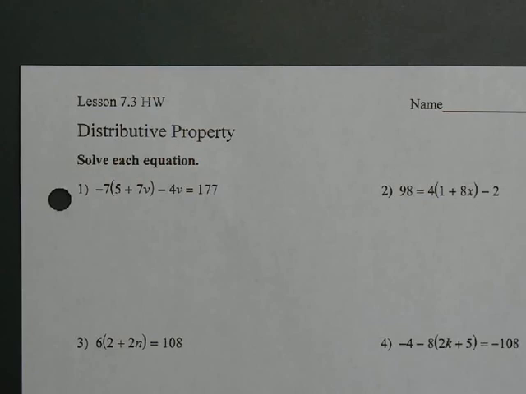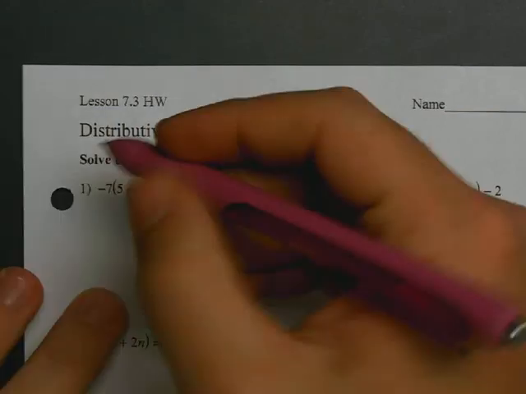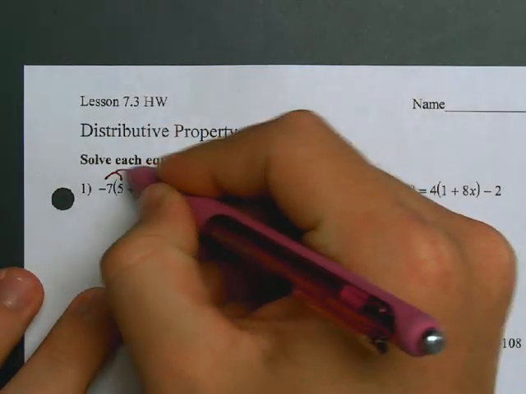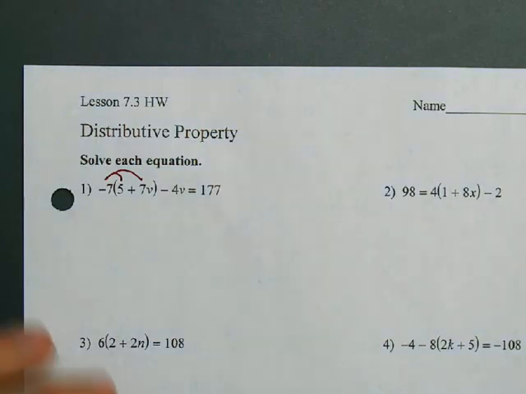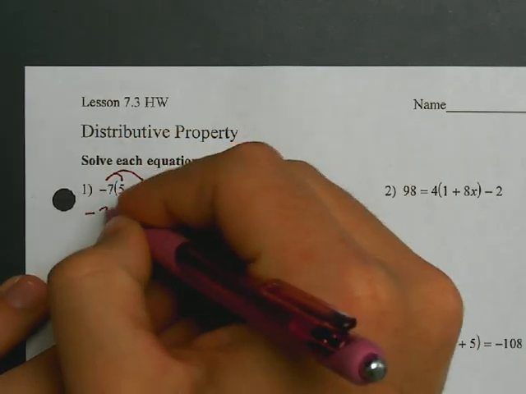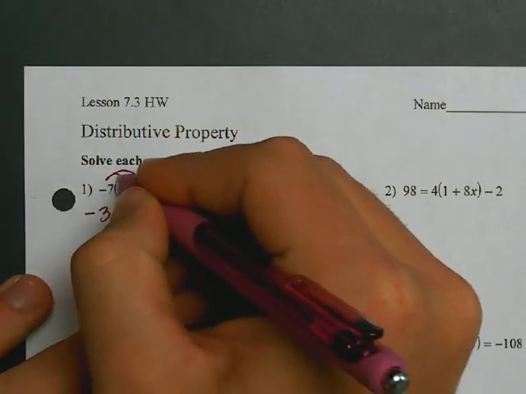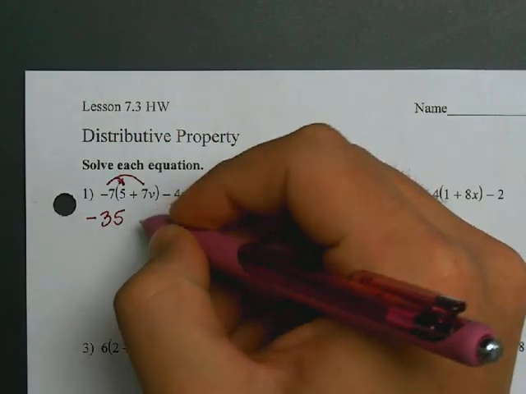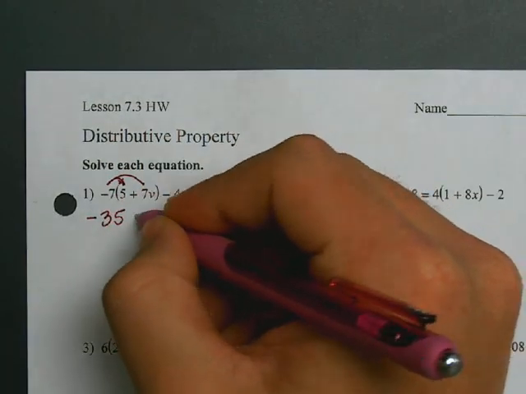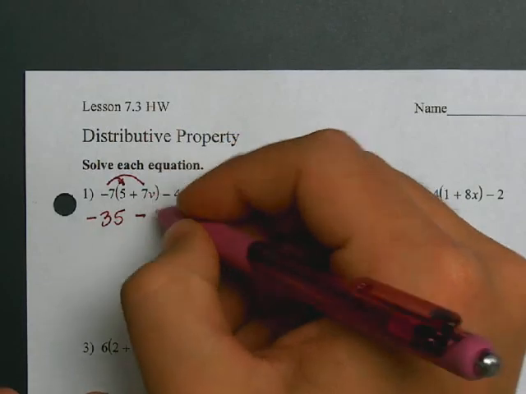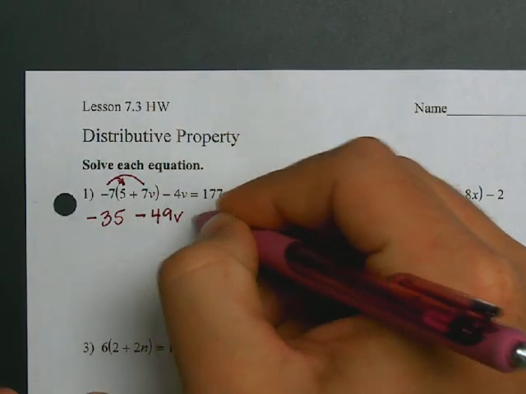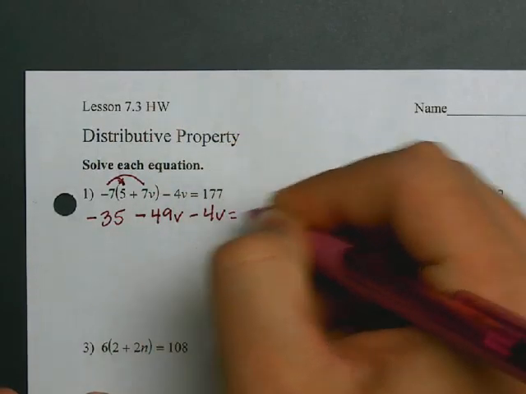Distributive property. So looking at this, let's start with number 1. The first step I'm going to do with number 1 is distribute the negative 7 into the 5 and the 7v. When I do that, I get negative 35, because 7 times 5 is 35, and a negative times a positive is a negative. 7 times 7 is 49v, minus 4v equals 177.